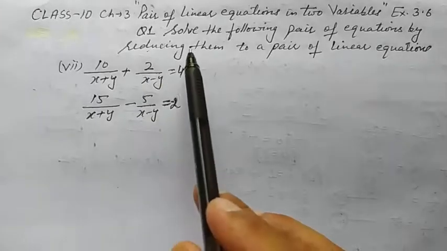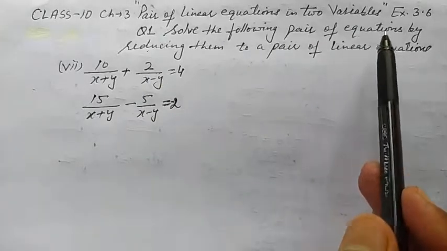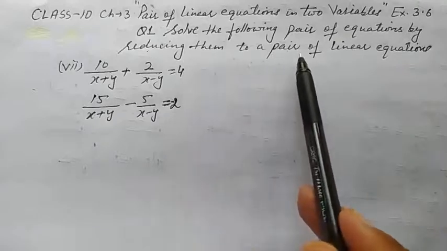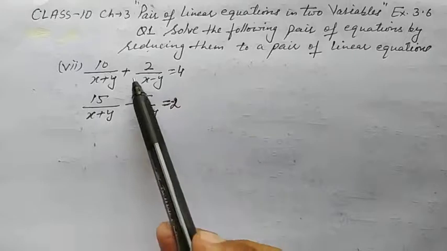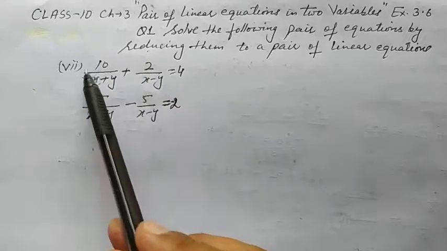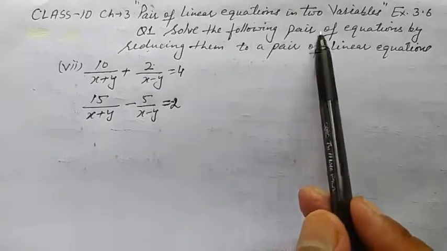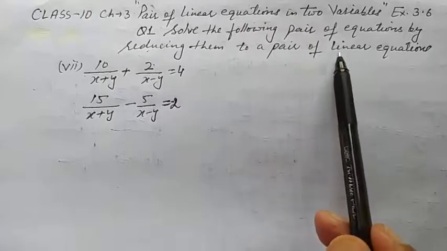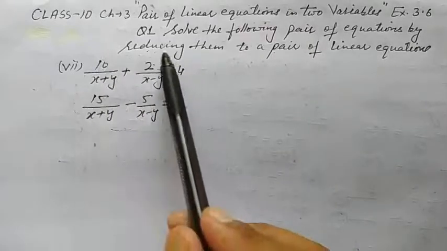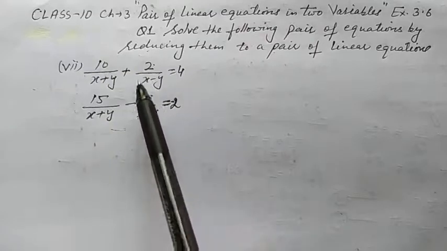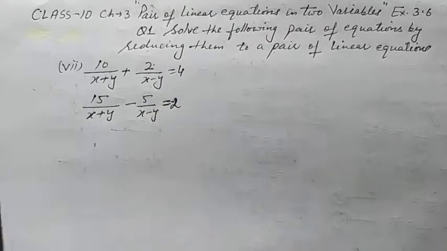Students, let's solve this question. The question is, solve the following pair of equations by reducing them to a pair of linear equations. So this pair of equations is given. First of all, we have to change this pair of equations into a pair of linear equations. This is not already in the form of linear equations, so we have to change it into the form of linear equations, then we will solve it.